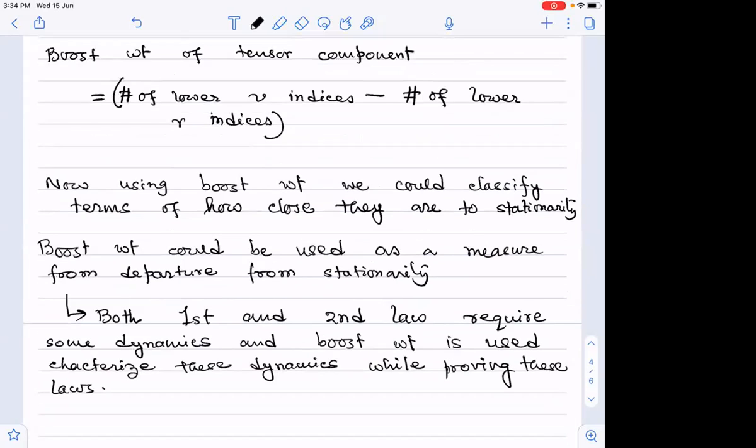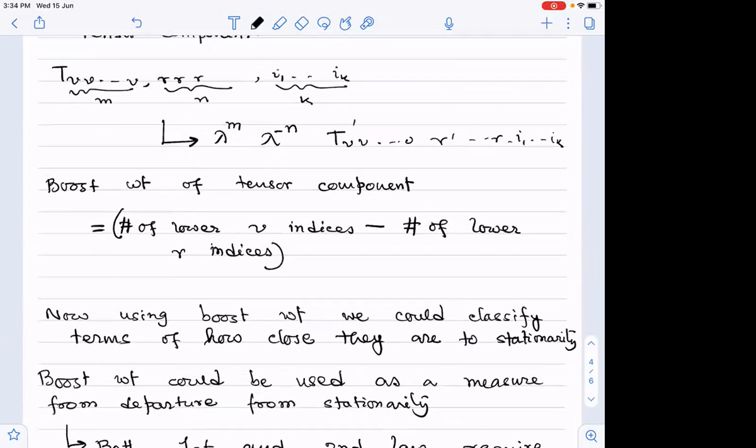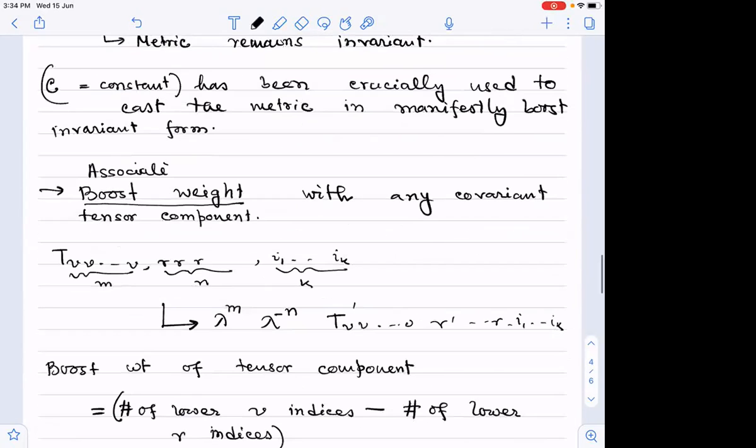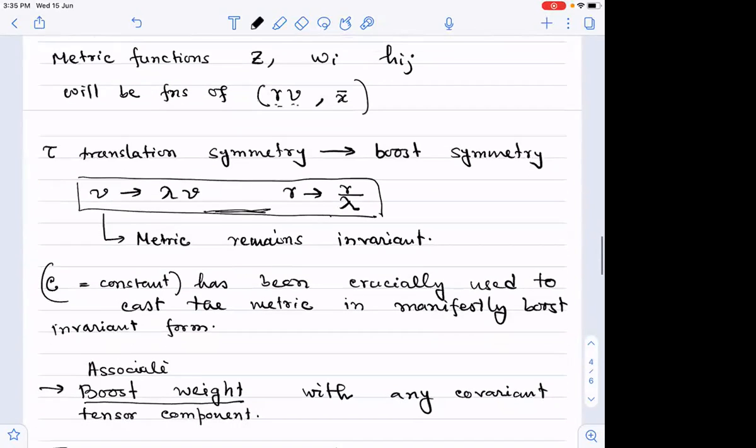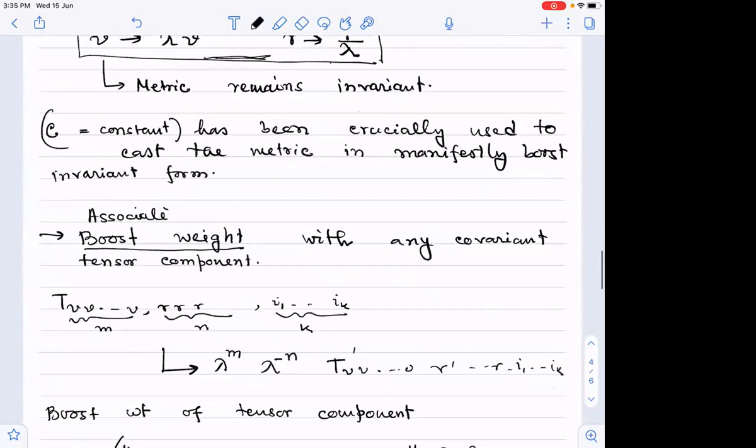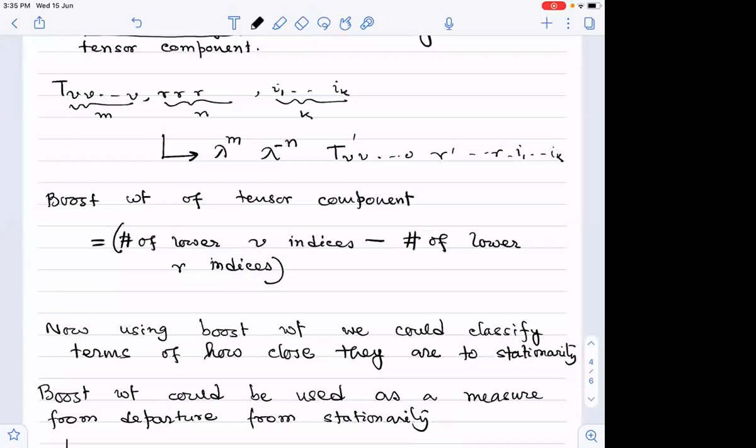The I indices do not transform under the boost. So boost weight is just a scaling. The metric is invariant under this particular scaling. R goes to R by lambda, V going to lambda V. The lambdas will get cancelled everywhere it is in that kind of a combination. The I's are not transformed. So that's why boost weight just figures out how many R's are there, how many V's are there.